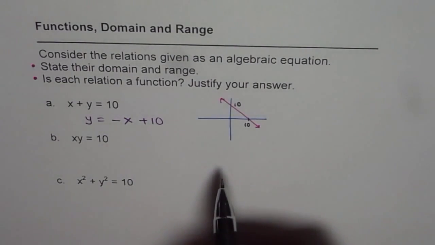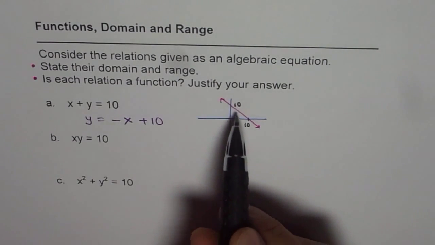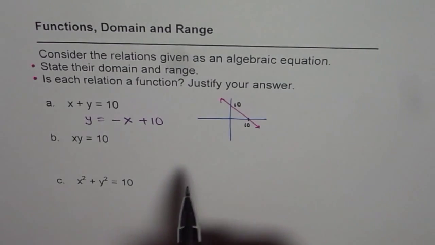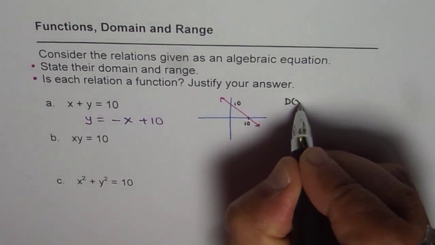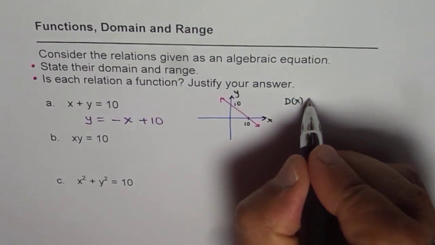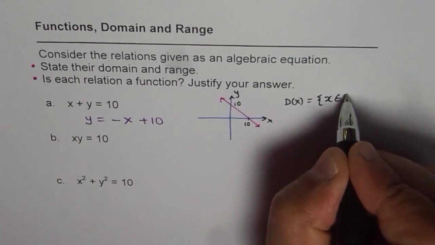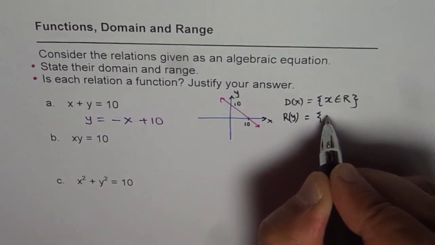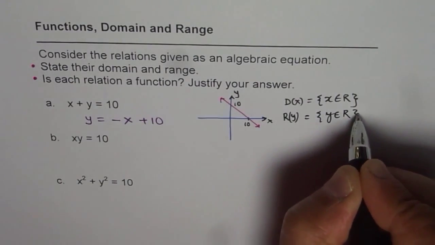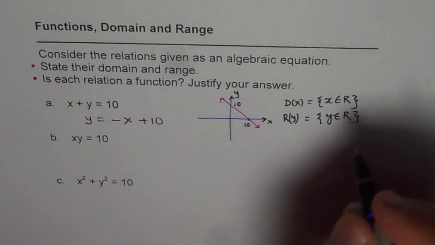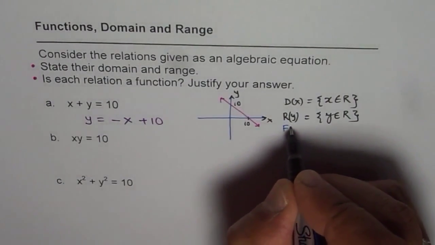Now for this relation, we see that it passes the vertical line test. For every value of x, we have a unique value of y. So it is definitely a function. Now what is its domain and range? Well, the domain is all the x values, right? x the independent variable, y the dependent variable. Domain can be written as x belongs to real numbers. As far as range is concerned, that is also all real numbers. So we can write y belongs to real numbers. So that is our domain and range. And we saw that this is indeed a function, right? So we'll write this as a function.